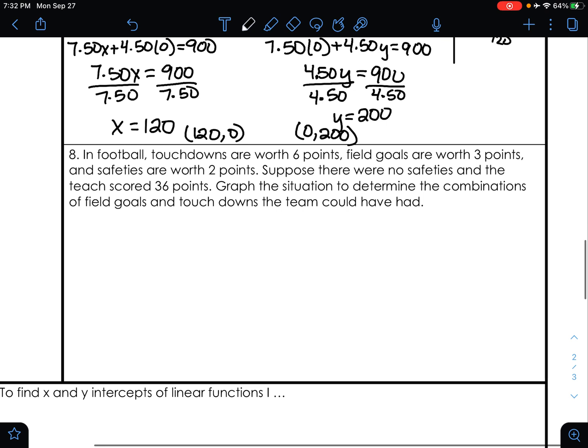So I want you to try example 8 on your own, see if you can get it right. So go ahead and pause the video. So hopefully you paused the video and gave it a try.